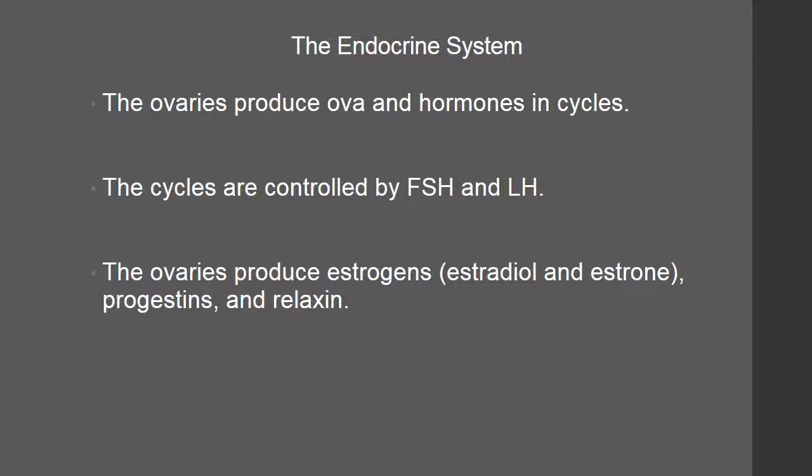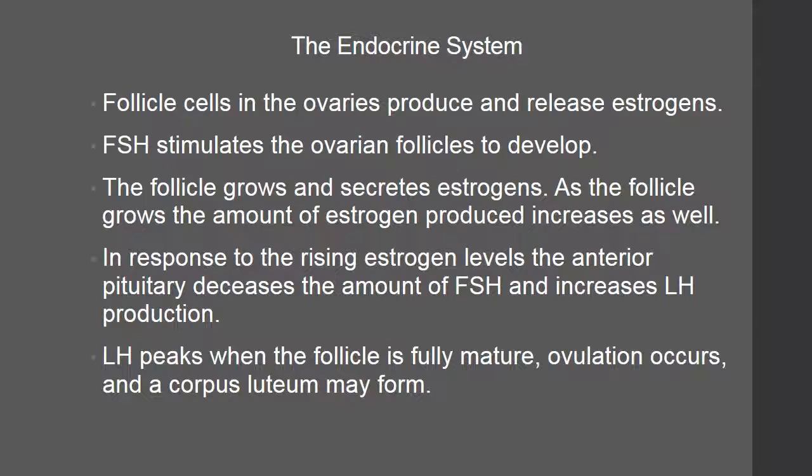The ovaries produce ova, obviously the eggs, and hormones in periodical cycles, depending on species. And the cycles are controlled by, as we said before, follicle stimulating hormone and luteinizing hormone. The ovaries during FSH stimulation will produce estrogens, primarily estradiol and estrone. Remember those two, estradiol and estrone. Progestins, progesterone, and relaxin. The follicle cells in the ovaries that are developing the ova will produce and release the estrogen.